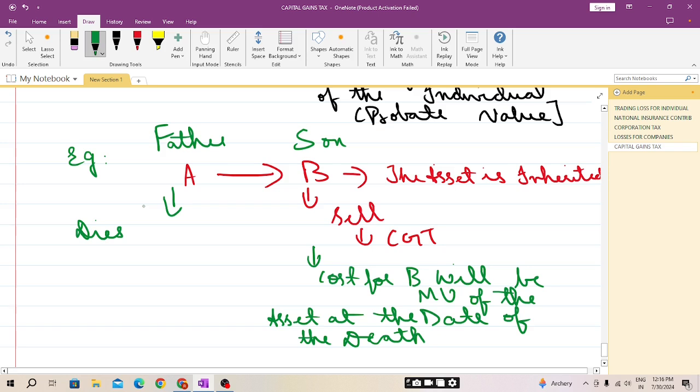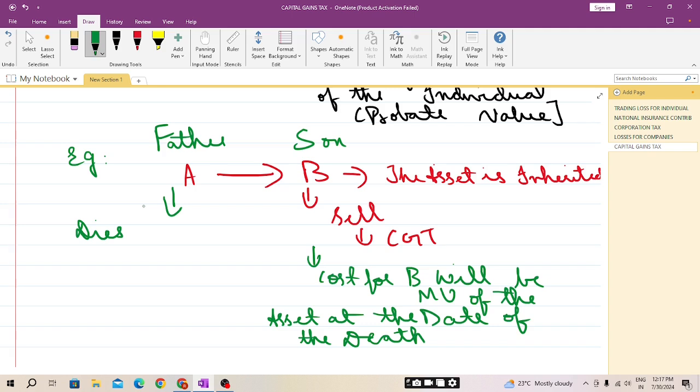So the father dies and the son is alive. So the father's assets will be inherited. All the assets which are in the name of the father will go to the son. All the assets which remain with the father will be transferred to the son.